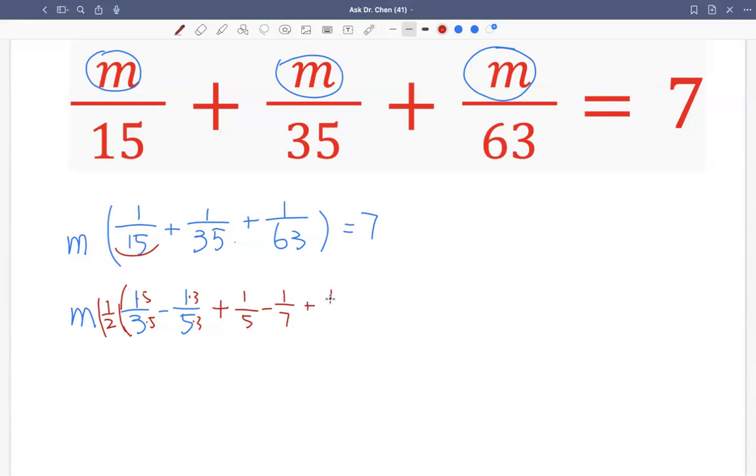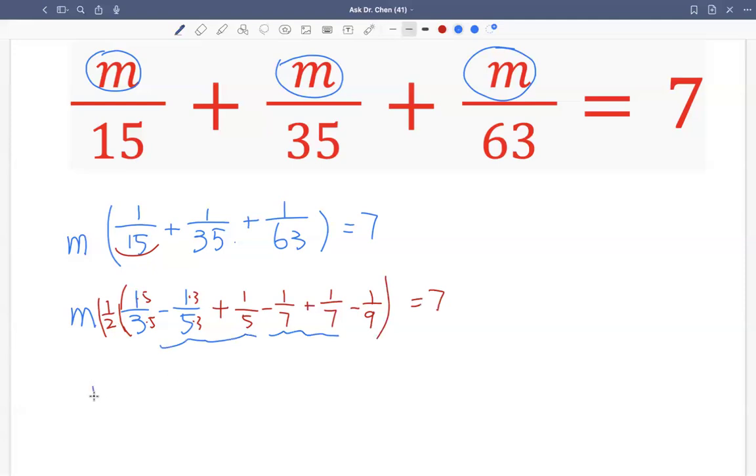Similarly, 1 over 63 can be split as 1 over 7 minus 1 over 9. 9 minus 7 is also 2. So we just offset by multiplying by half. And that equals 7. Now we see some terms get cancelled. We have positive, negative. So we have negative 1 over 5, positive 1 over 5. That adds up to be 0. We have negative 1 over 7, positive 1 over 7, which adds up to be 0.